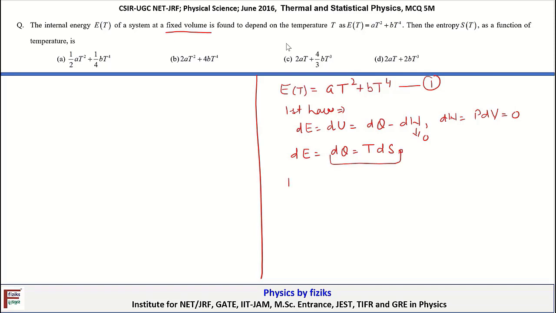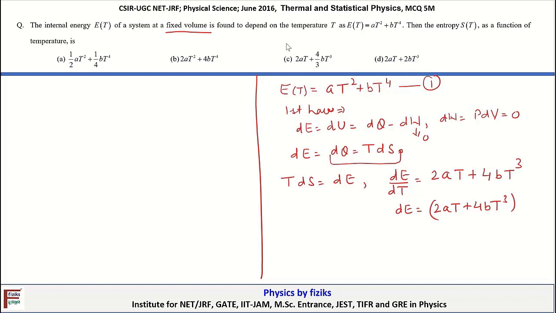So basically we can write TdS equal to dE. Now from equation 1, one can easily evaluate dE by dT, that is equal to 2AT plus 4B T cube, or in other words dE is equal to 2AT plus 4B T cube dT.